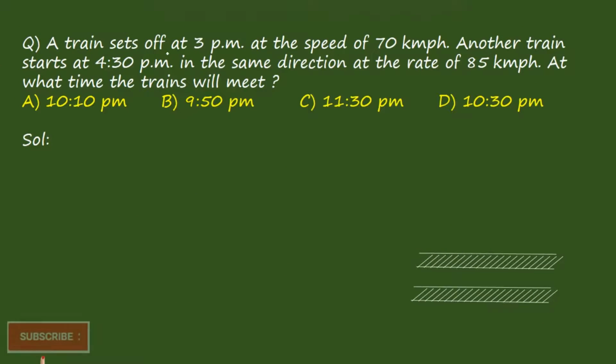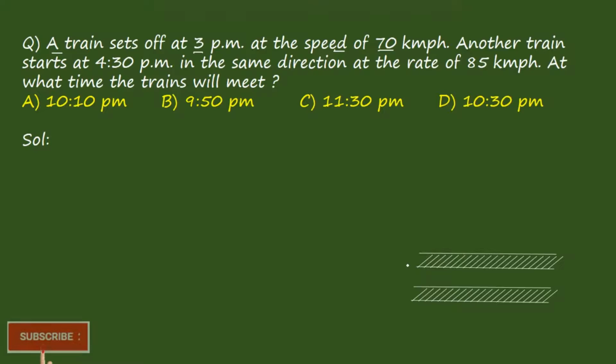Okay, a train sets off at 3 p.m. at the speed of 70 kilometers per hour, and another train starts at 4:30 p.m. in the same direction at the rate of 85 kilometers per hour. At what time will the trains meet? Okay, first we need to find out what they are saying. There is a train that sets off at 3 p.m. at the speed of 70 kilometers per hour.